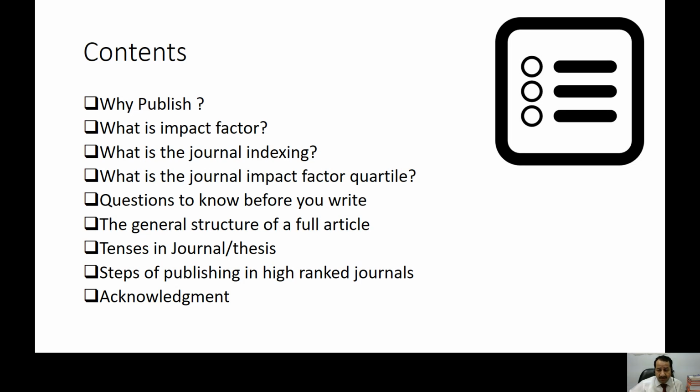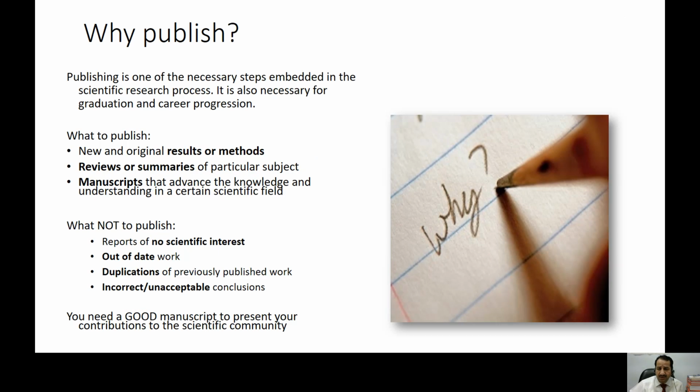Questions to know before you write your article. You need to answer them, and then you go ahead and write your article. You select the type of your article, as I will explain. The general structure of a full article. These are guidelines for researchers on how to write their papers, their articles. Tenses in journal writing, and this is also useful for a thesis. If you write a thesis, MSc, BSc, or PhD, then you can use this information, even for BSc. The steps of publishing in high-ranked journals. This is what I said at the end. I will show you how you submit your article until you get published, and the acknowledgement.